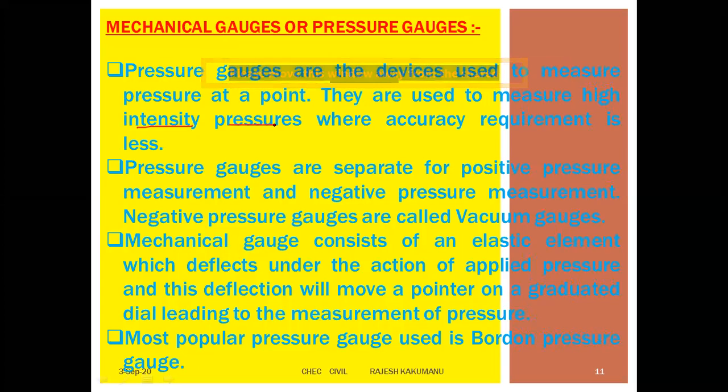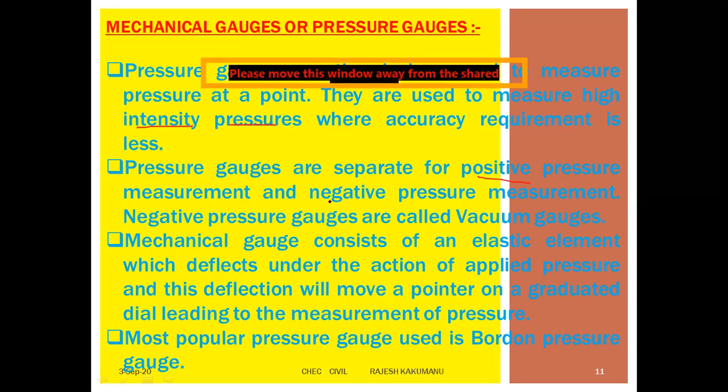Next, pressure gauges are separate for positive pressure measurement and negative pressure measurement. Here the pressure gauges are separately designed for positive pressure and negative pressure. Negative pressure gauges are called vacuum gauges, as we discussed in earlier classes. Negative pressure is nothing but the vacuum developed inside the process when you are constructing the building.